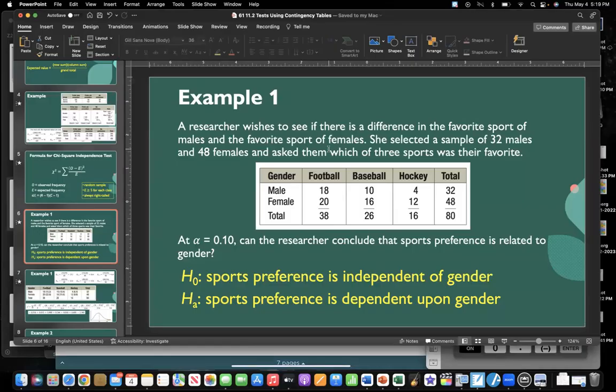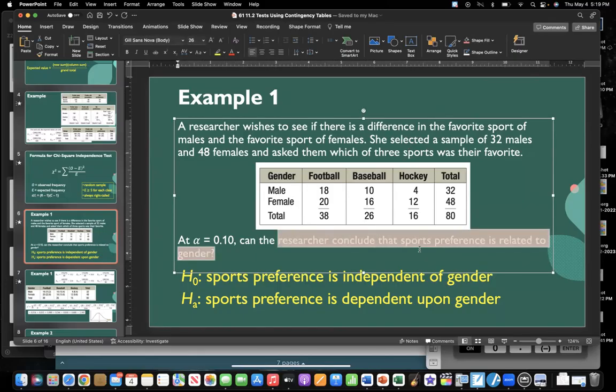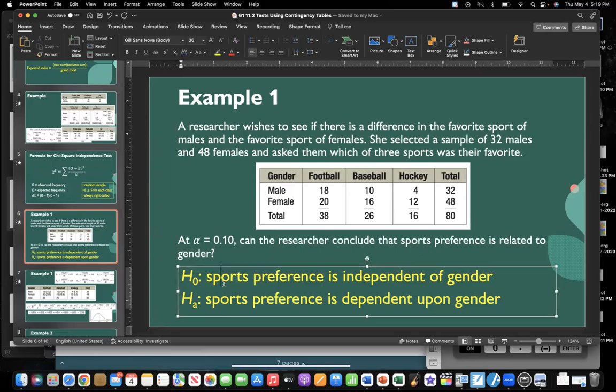Okay, so if I look at an independence test, we'll look at this example. We've done this already, but we can use our data. It's a little more complicated than the goodness of fit test. We want to see if there's a difference in favorite sport for males and females. Sports preference and gender are my 2 variables. Can we conclude that it's related? So my null hypothesis is that they're independent, they're not related.